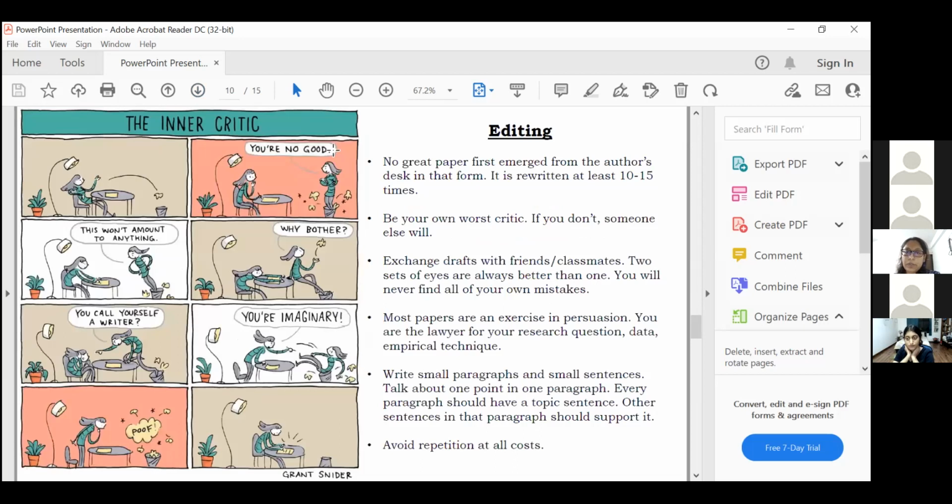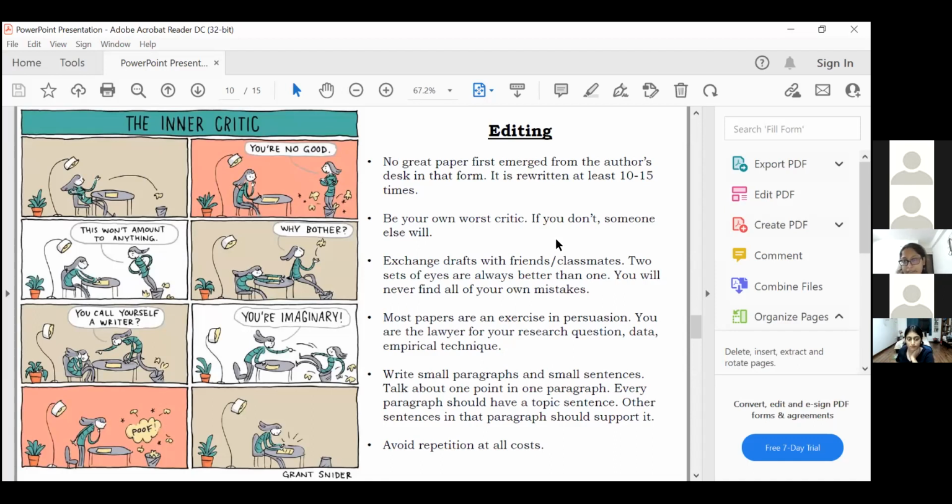Okay. So that brings you to the end of, say, what you have as a first draft. Now, no first draft is ever good enough to go forward. Trust me, it's not. It was never a first draft that won a Nobel Prize. No great paper emerges from the author's desk in that form. It gets rewritten and rewritten at least 10, 15 times, maybe even more. So as you are writing your paper, be ready to edit. Be ready to understand that the final version of this paper may not look anything like the first version of your paper.